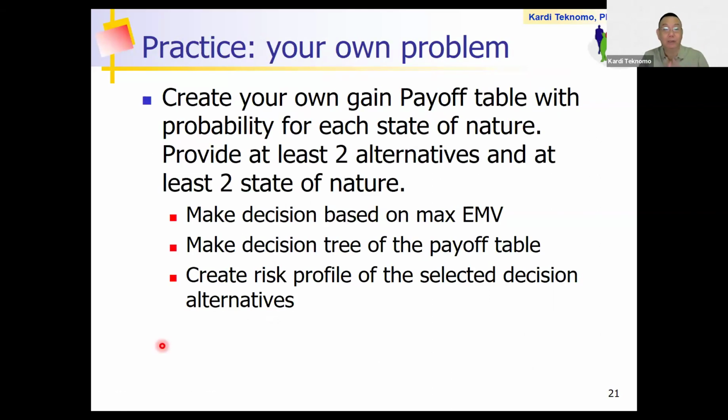So you can create your own problem, a payoff matrix. Put a probability for each state of nature. Provide at least two alternatives and at least two states of nature, and then you can make a decision based on EMV. Can you draw the decision tree and the decision table? Is that okay? You create your own, and based on that, we can start to compute.